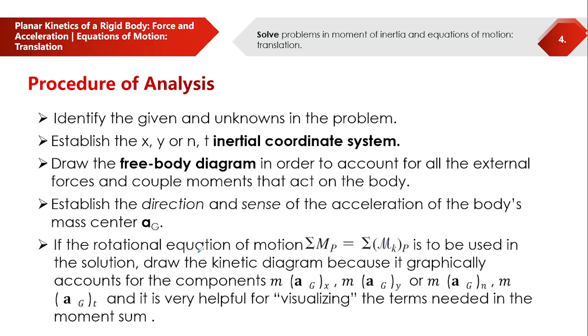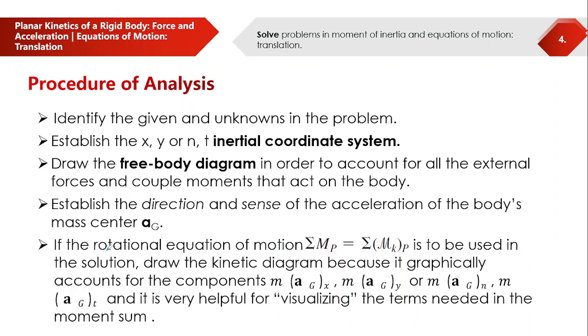Okay? So if the rotational equation of motion, summation of all the moments at point P is equal to the summation of all the kinetic moments at point P, is to be used, then in the solution, draw the kinetic diagram because it graphically accounts for the components of m times a sub g sub x, m times a sub g sub y, or m times a sub g sub n, or m times a sub g sub t. And it's very helpful for visualizing the terms needed in the moment sum.